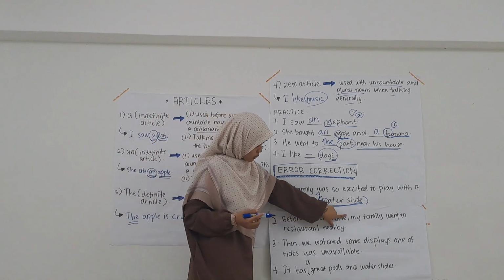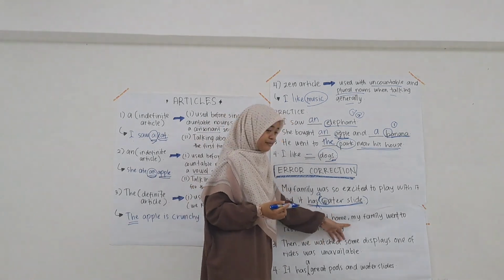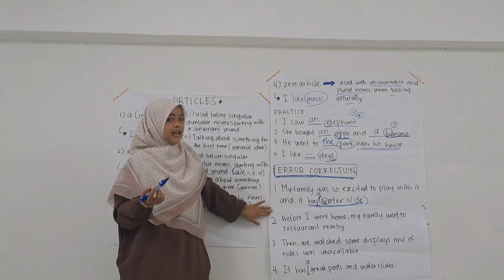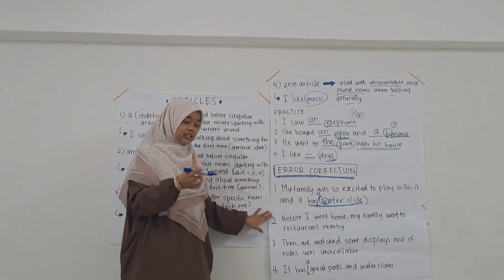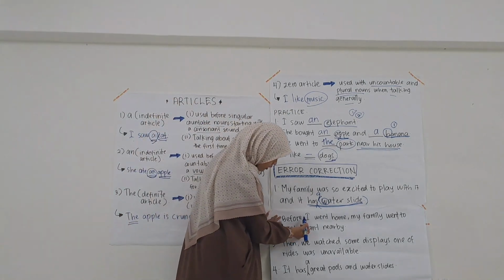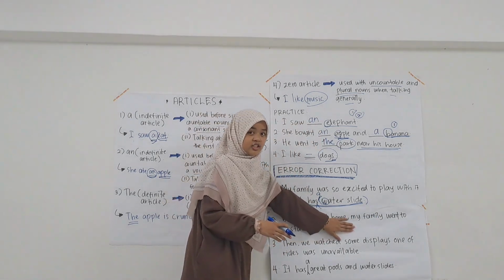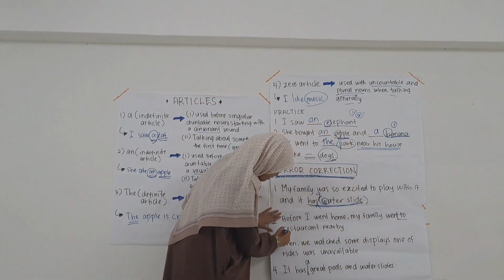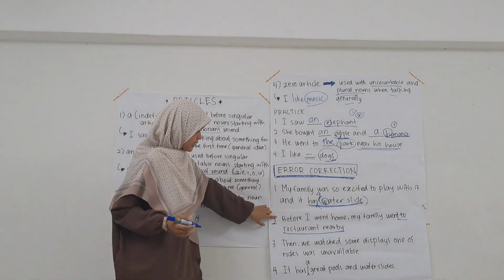Now let's look at the second sentence. Before I went home, my family went to restaurant nearby. Okay, is there any error in this sentence? Yes, there is an error, which is an article error. So let's look at it again. Before I went home, my family went to restaurant nearby. Okay, so here is the error.